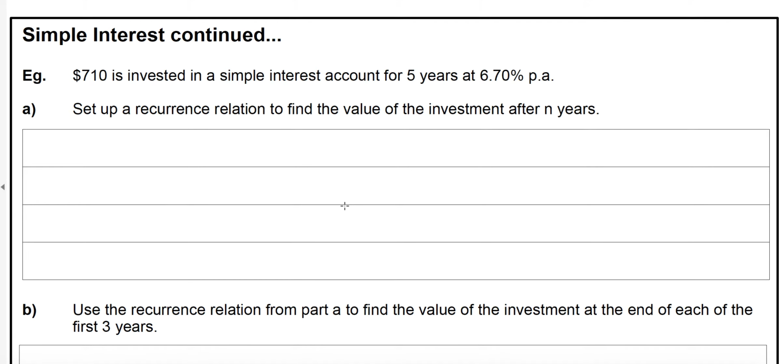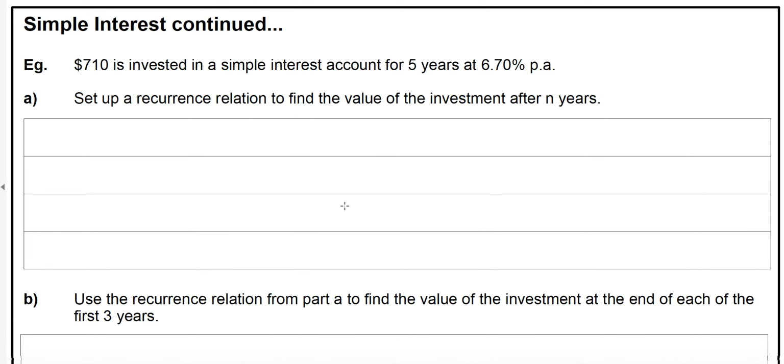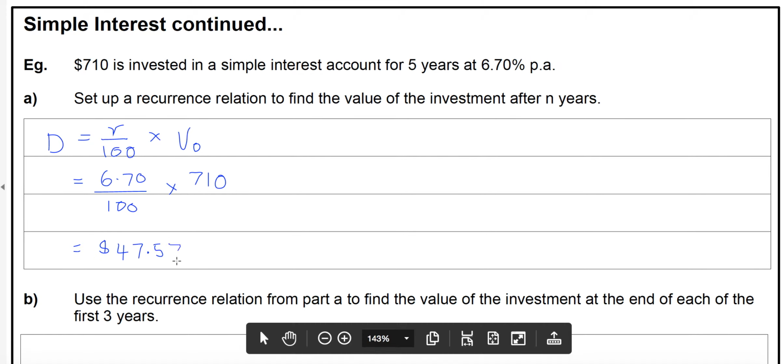Second example now, we've got $710 this time, so a bit more worthy of earning a bit more interest, I guess. We've got a better interest rate as well, 6.7%. So if we set up our recurrence relation for this one, let's get our interest firstly. The interest that we're earning is 6.7% over 100, times by our initial investment, 710. And we get 47.57.